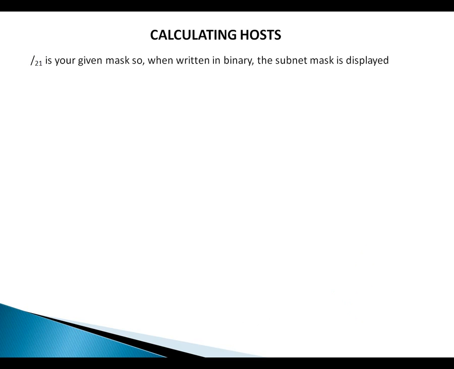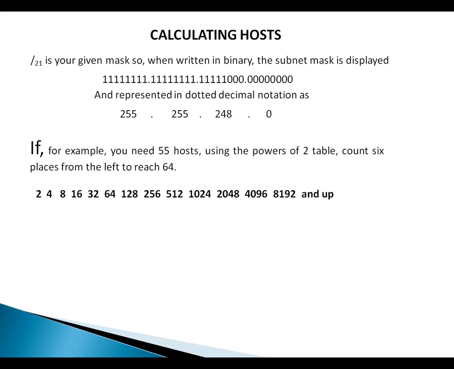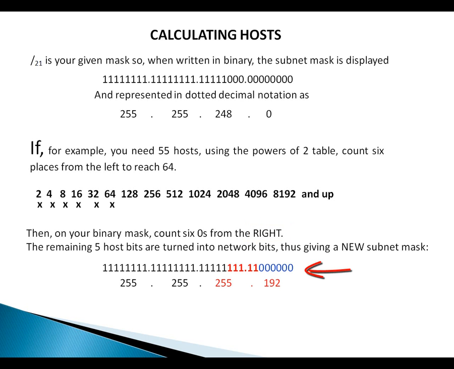Calculating hosts. A /21 is your given mask, so when written in binary, the subnet mask is displayed and represented in the dotted decimal notation as 255.255.248.0. If, for example, you need 55 hosts, using the powers of 2 table, count 6 places from the left to reach 64. You would not be able to reach 55 from any number less than 64. Then on your binary mask, you count 6 zeros from the right for the host bits. The remaining 5 host bits are turned into network bits, thus giving a new subnet mask of 255.255.255.192.